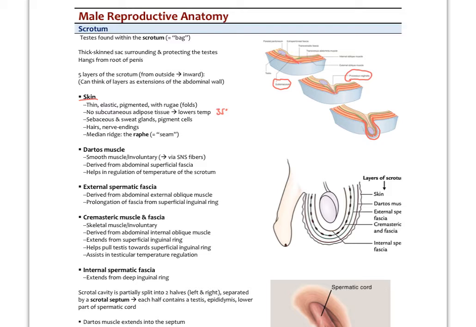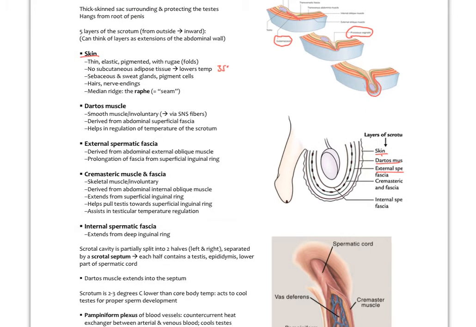The next layer in is the external spermatic fascia. So if we look over here at the picture, we have the skin, the dartos muscle, the external spermatic fascia. That's derived from the abdominal external oblique muscle, and this is a prolongation of the fascia from what's called the superficial inguinal ring. I'll go over the inguinal canal here in just a little bit. And then the next layer in is the cremasteric muscle and fascia.